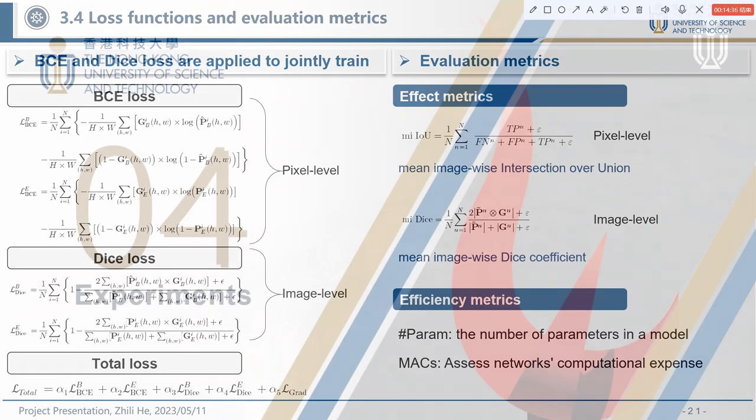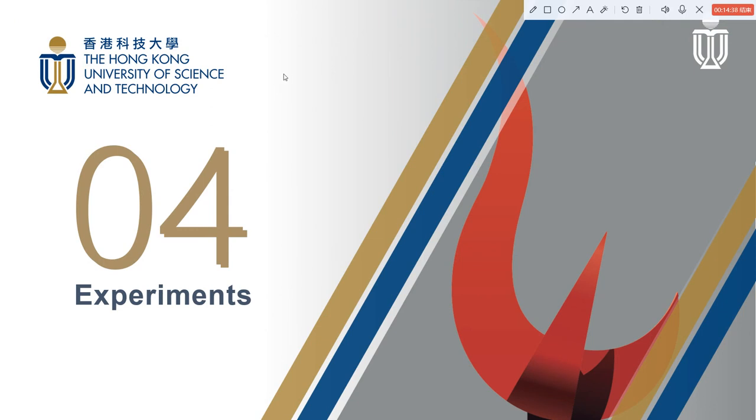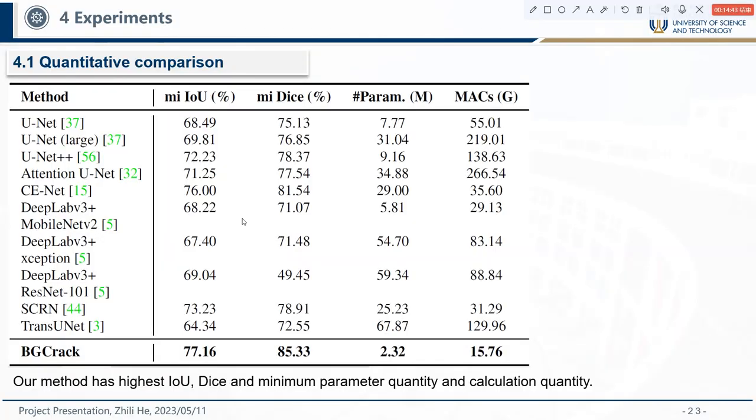Thank you. Okay, let's move on to the 4th part, experiment. First one is the quantitative comparison. We can see the data in this figure, and we can know that our method has highest IOU, highest dice, and minimum parameter quantity, and minimum calculation quantity.